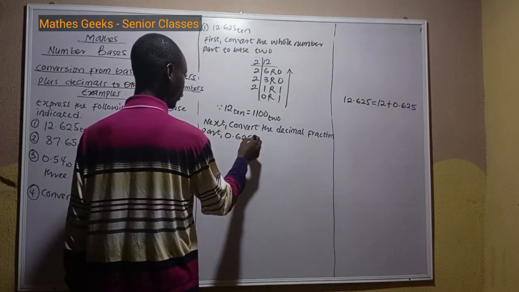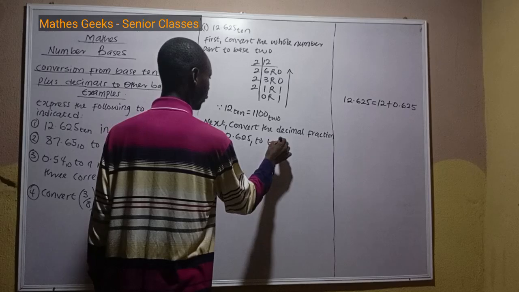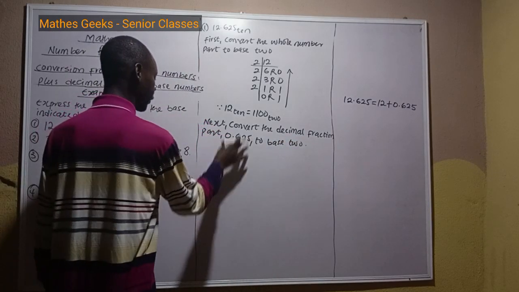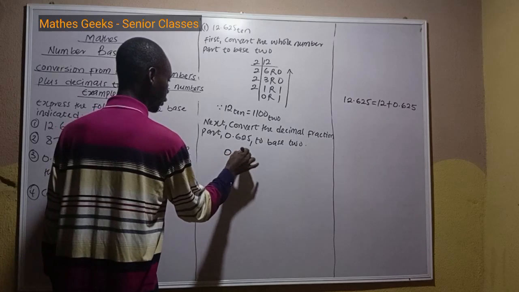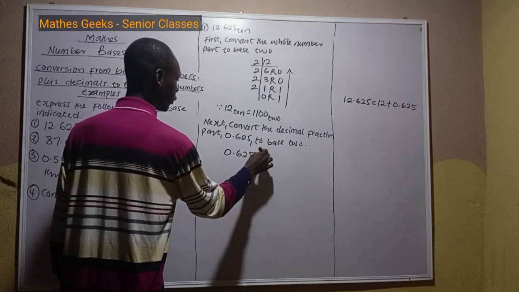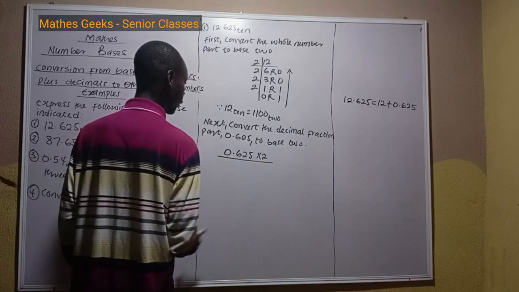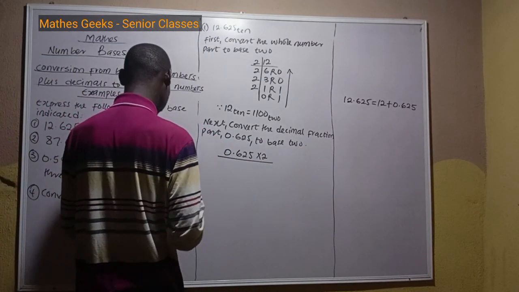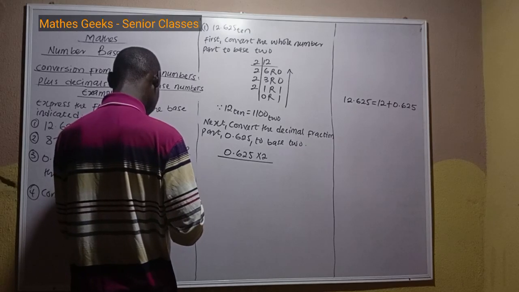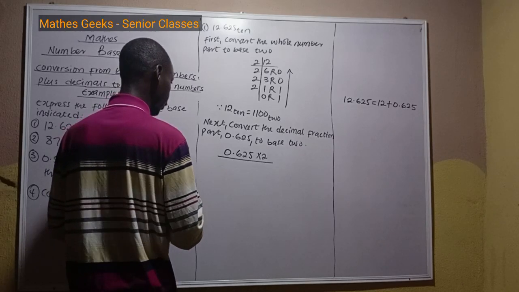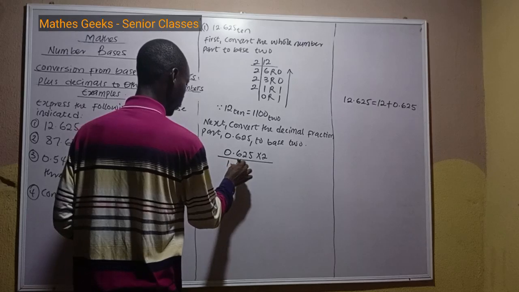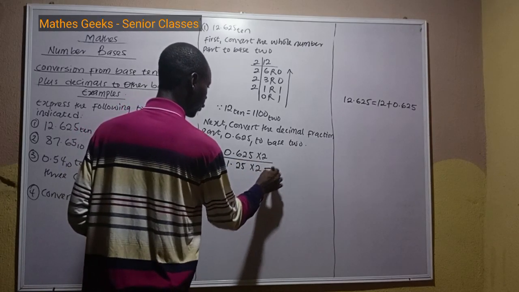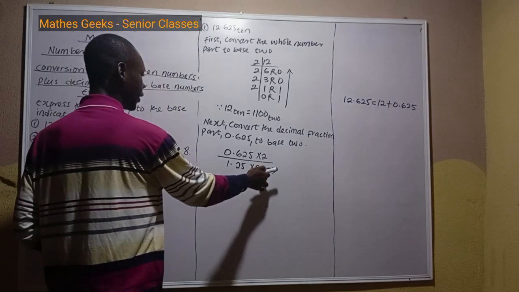So for base 2, this part we're going to multiply by 2, 0.625 times 2. On your calculator, you punch 0.625 times 2. That gives 1.25. This arrow indicates that this implies 1.25.